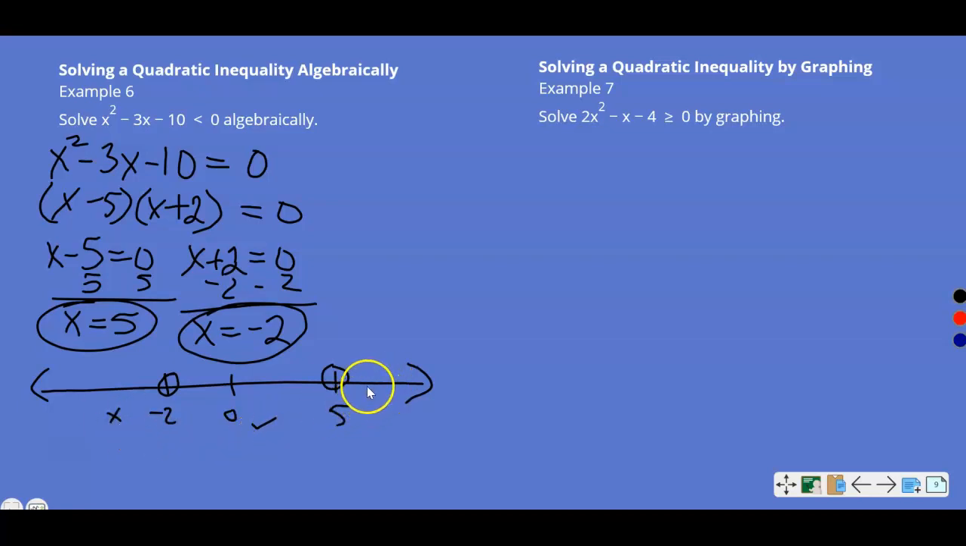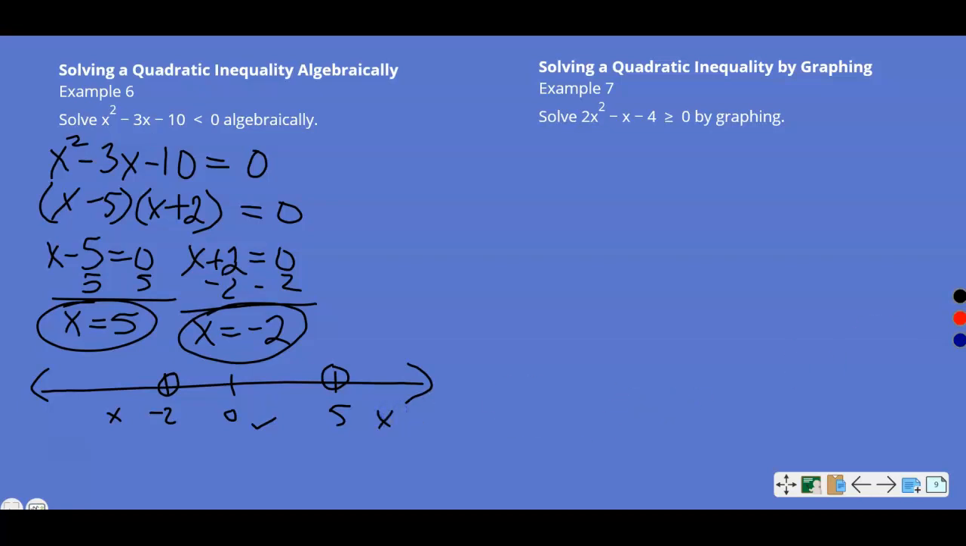All right, let's choose a number bigger than 5. Let's choose 6. Let's plug in 6 to see if this works. 6 squared is 36. Minus 3 times 6, that's -18, and then -10. So that's going to equal 8. 8 is not less than 0. So this part does not work either.